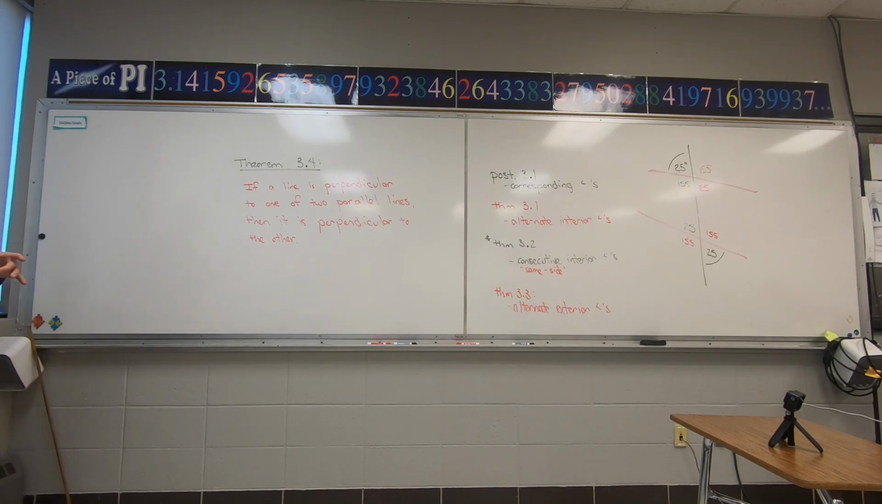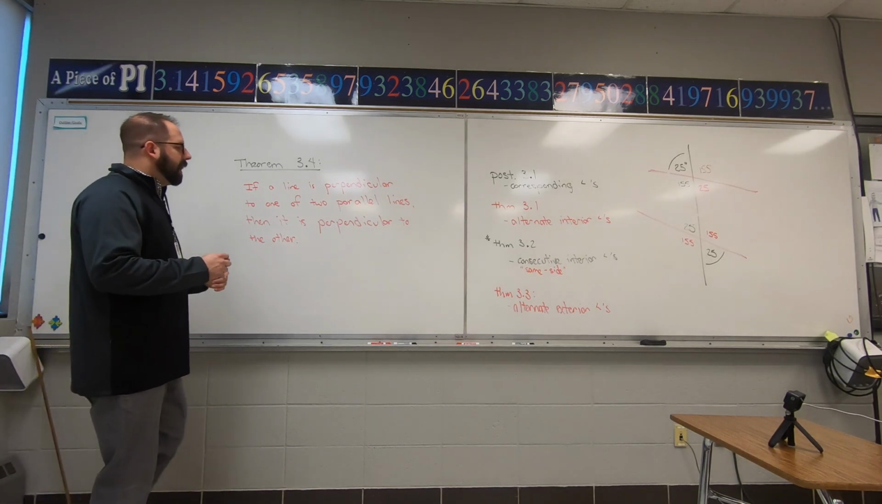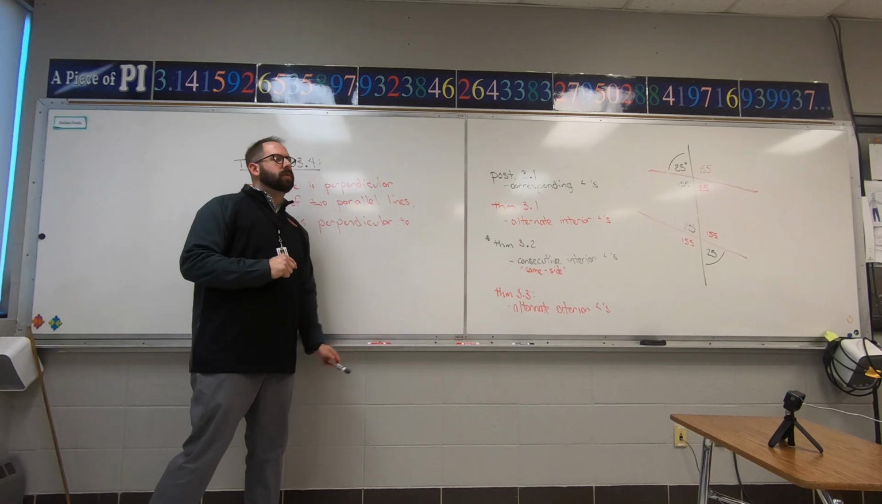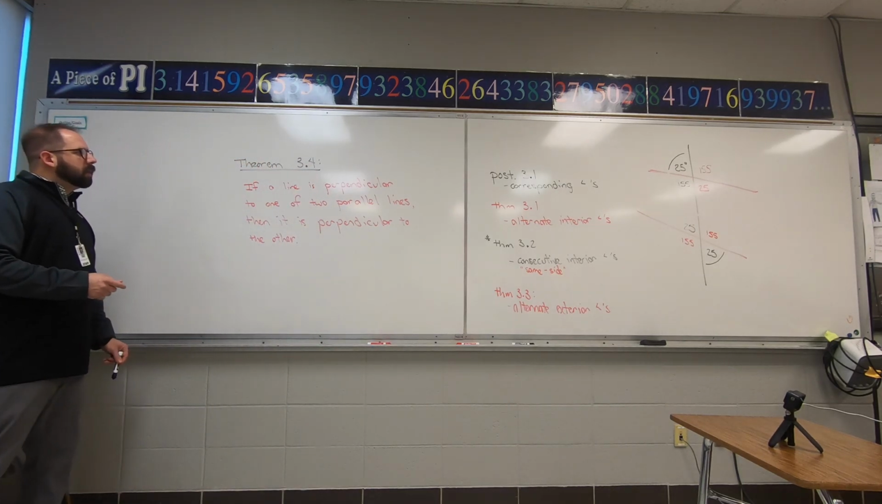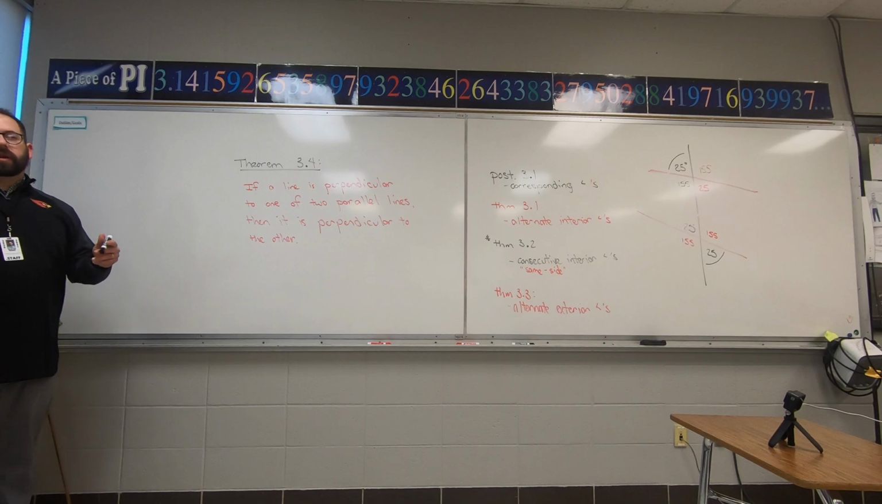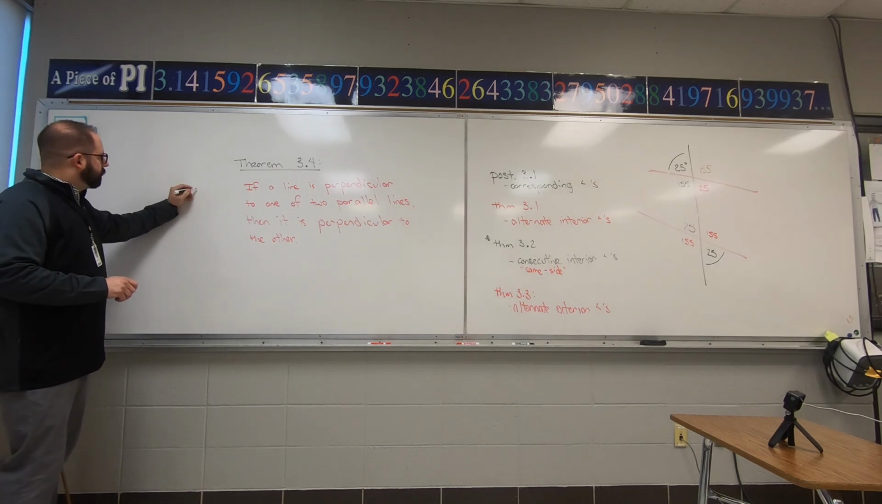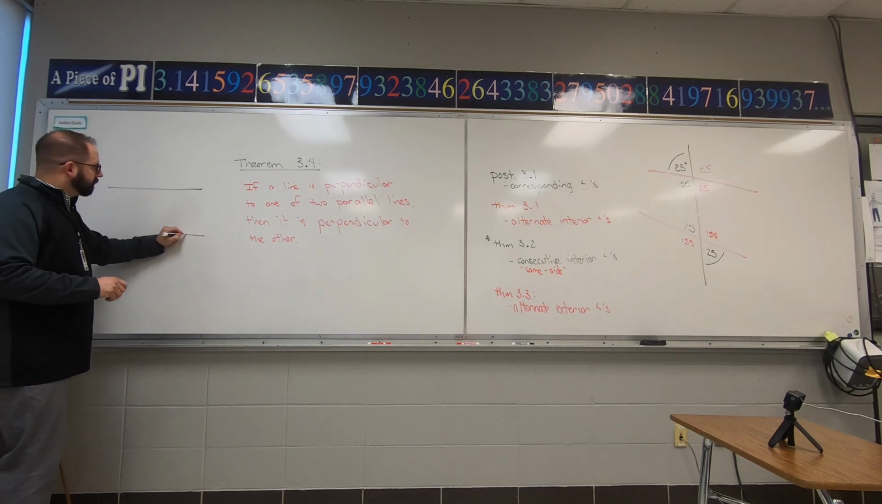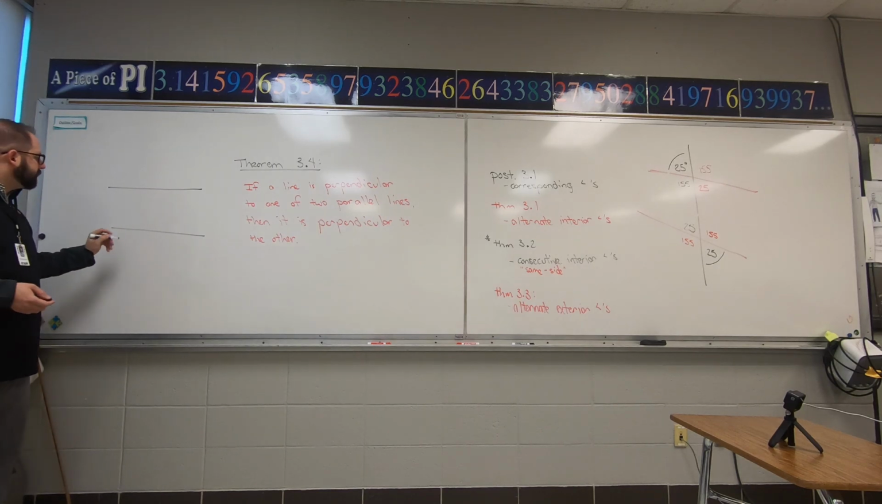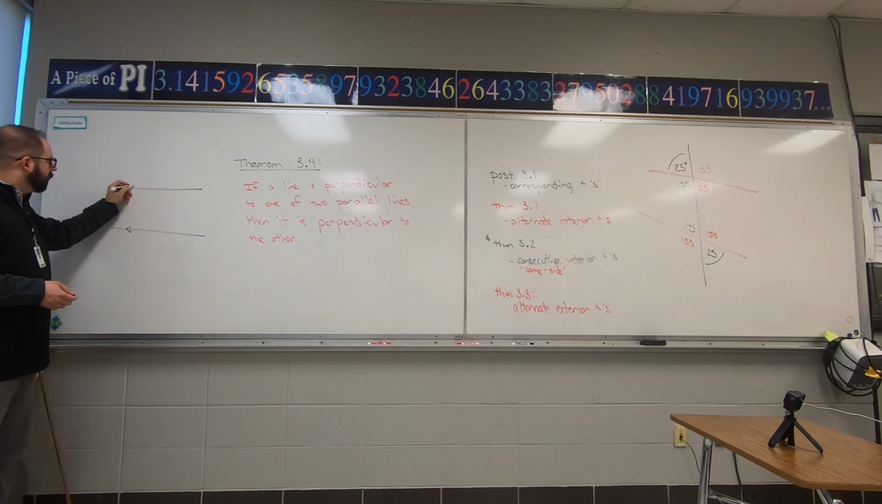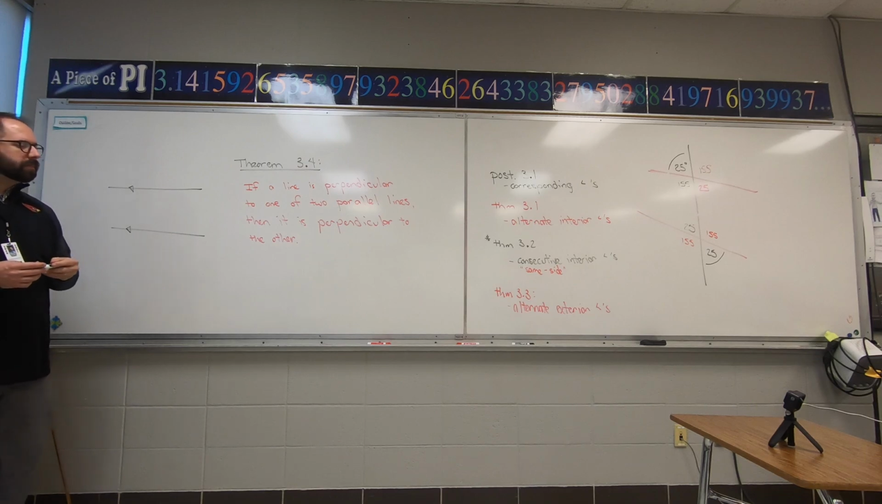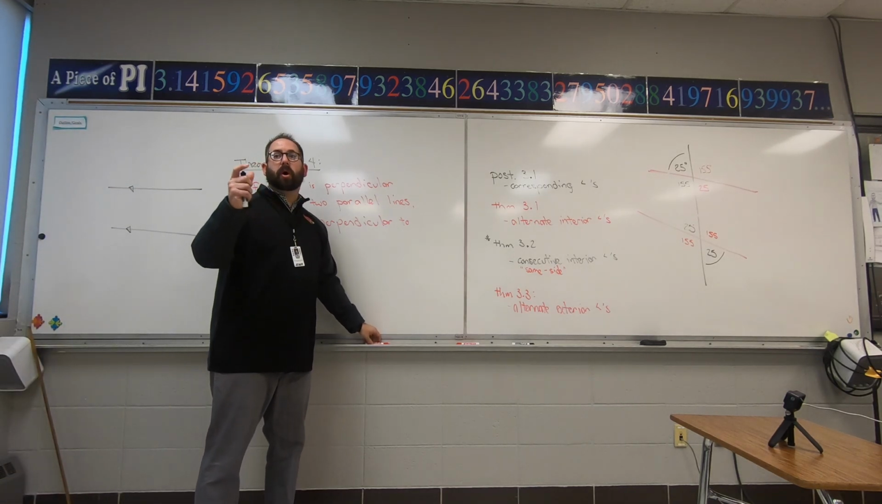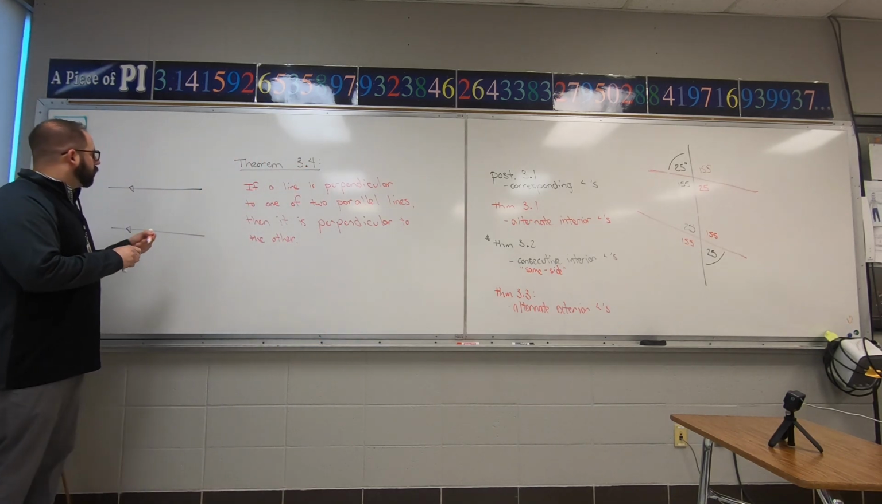So if a line is perpendicular to one of two parallel lines, then it's perpendicular to the other as well. Okay, so I'm gonna draw this. So we have two parallel lines. Hopefully you guys can see this. So there's my two parallel lines. Again, how your book denotes that is they use little arrows to note that they're parallel. And we have a line that is perpendicular to one of them, for sure.